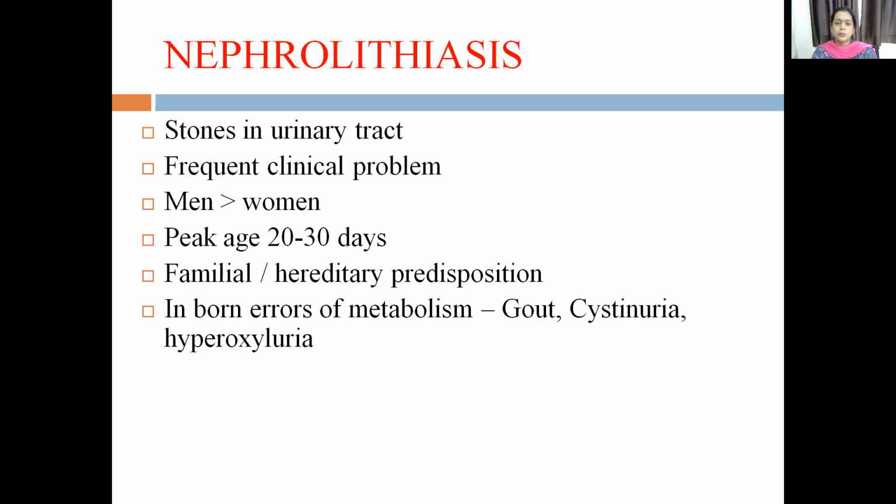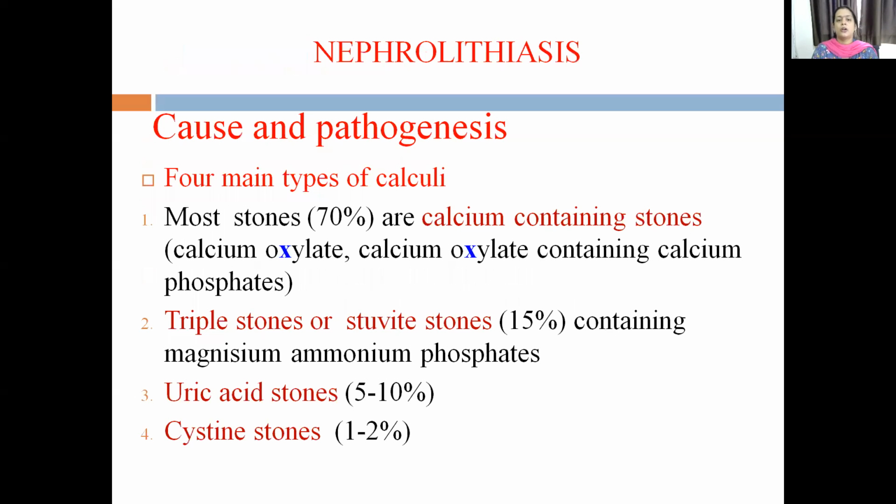It is more commonly involved with familial hereditary predisposition, errors of metabolism, gout, dysuria, hyperoxaluria. Okay, what are the causes and pathogenesis? We'll see. Firstly, let me tell you the types of stones. There are 4 major types: calcium, triple phosphate stone, uric acid stone, and cysteine stone.